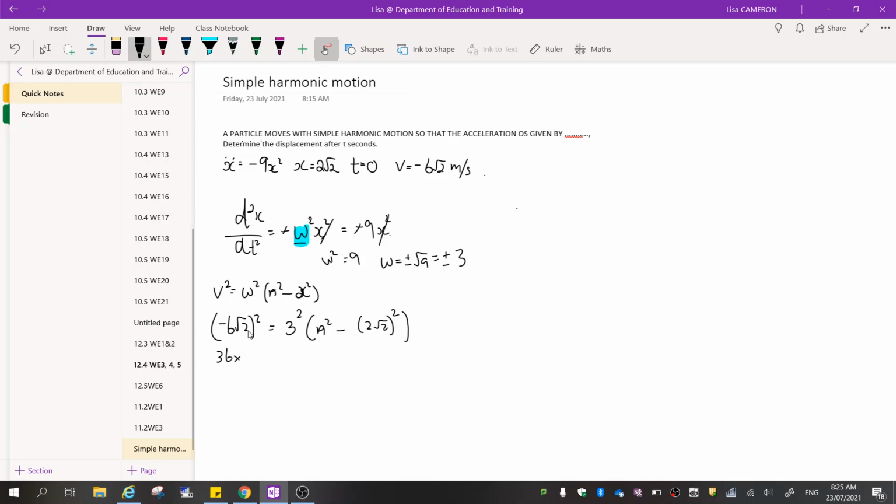Square root of 2 squared is just 2, times 36 is equal to 9. A squared doesn't change, minus 2 times 2 is 4, times 2 again is going to be 8. Okay, so now we can take this across by dividing, meaning that I'll be left with 4. 4 times 2 is 8, is equal to A squared minus 8. Take this to the other side, and we're going to add 8.